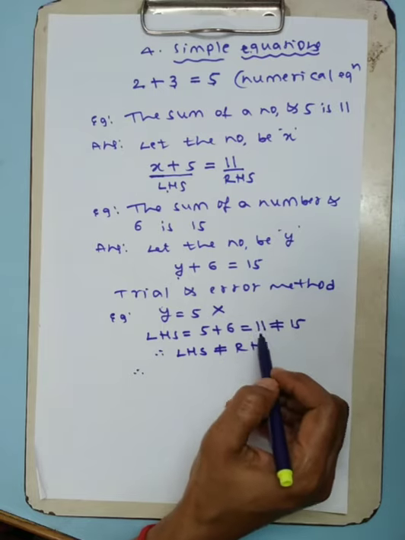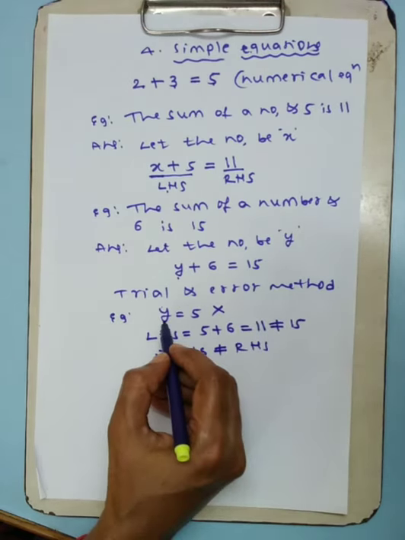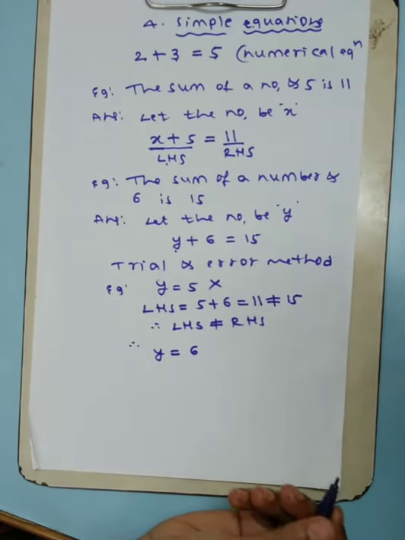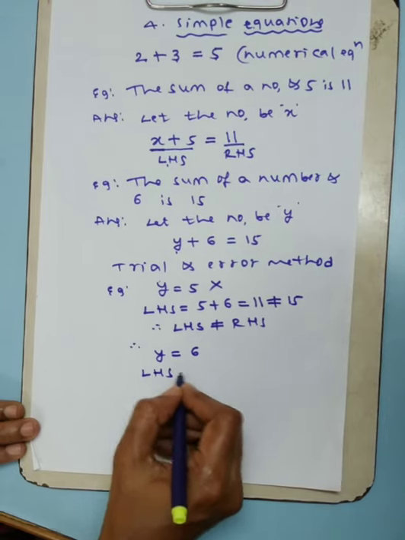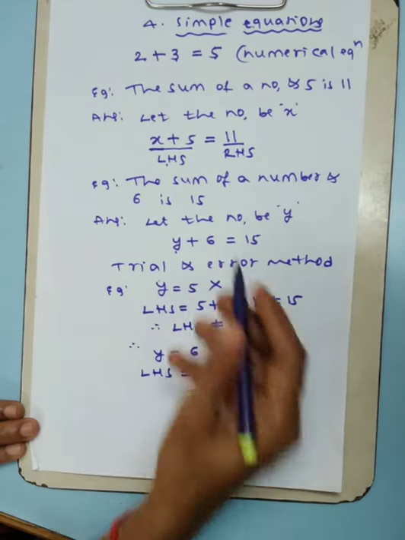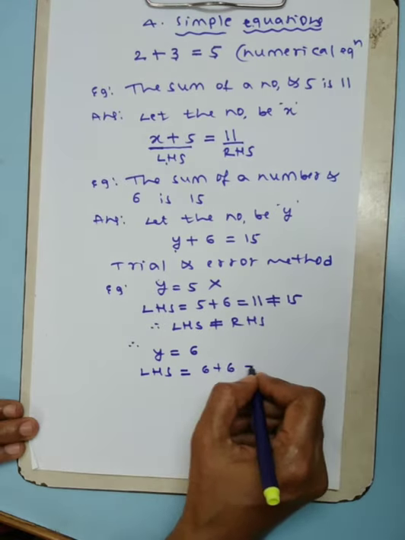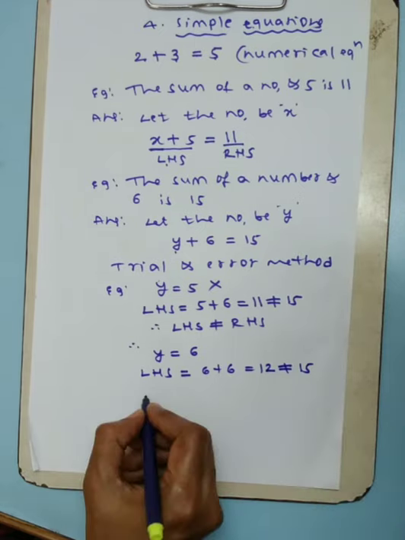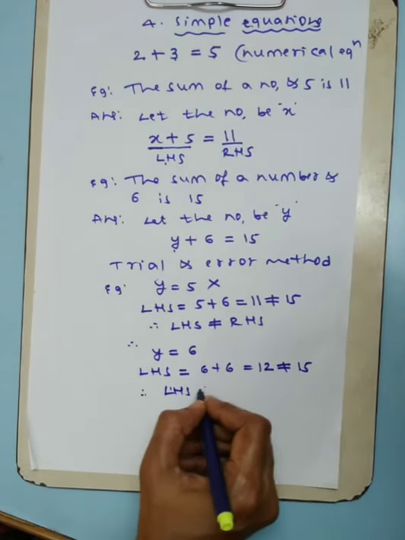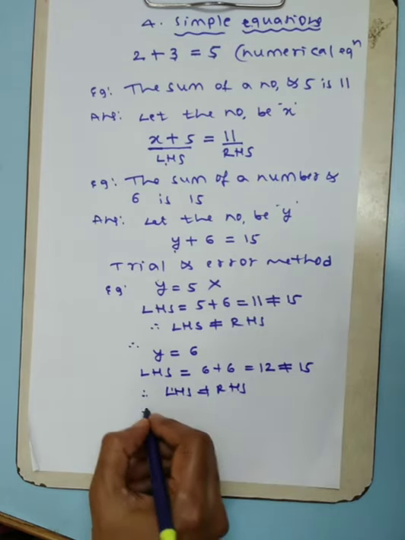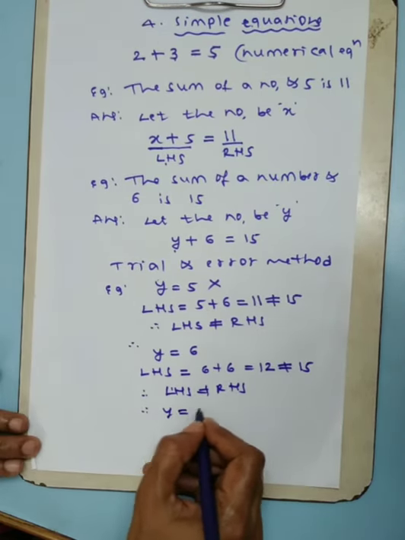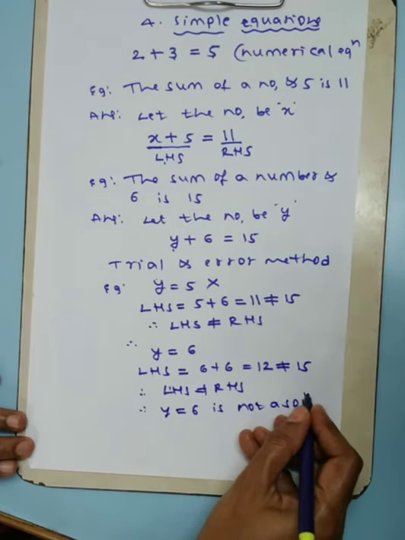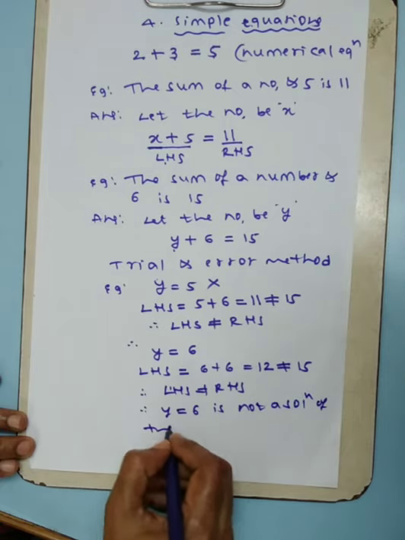Now, you see, we are getting a value nearer to 15. So, we will increase the value of y. Let us take y is equal to 6. Now, again, we will find the left hand side. That is 6 plus 6 is equal to 12. Again, here 12 is not equal to 15. So, therefore, LHS is not equal to RHS. So, we can say that y is equal to 6 is not a solution of the given equation.